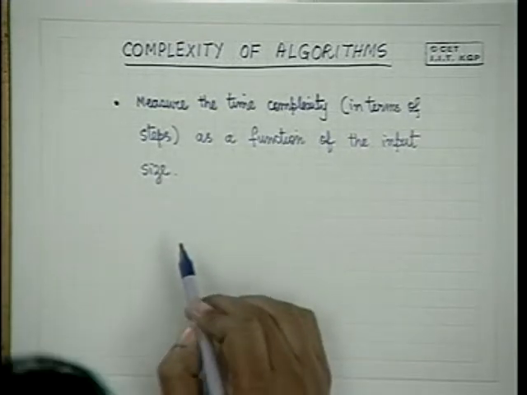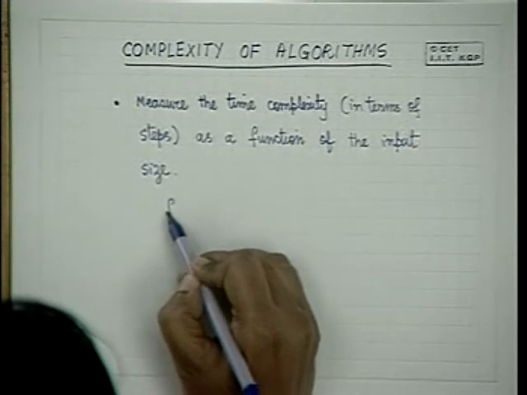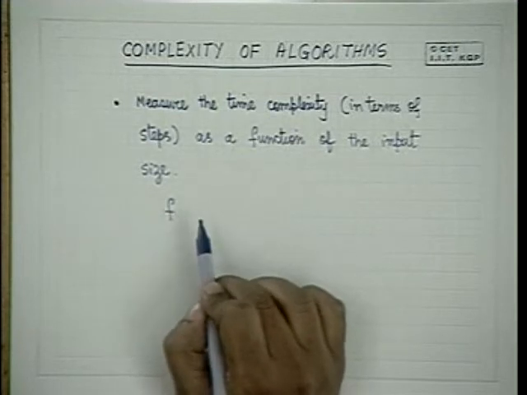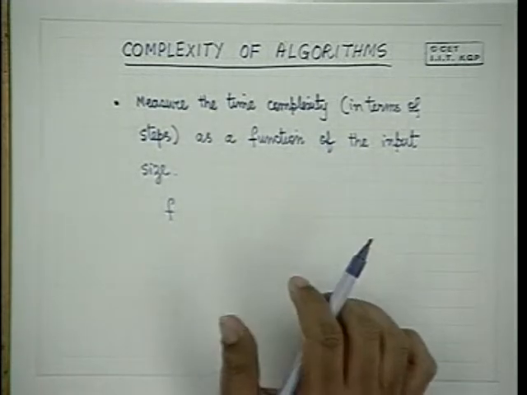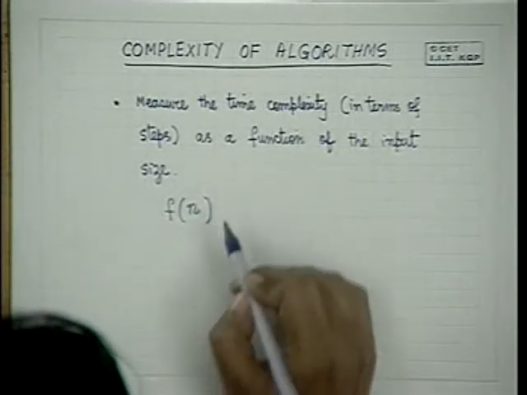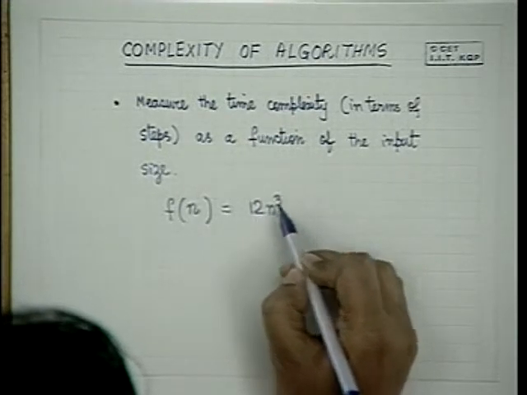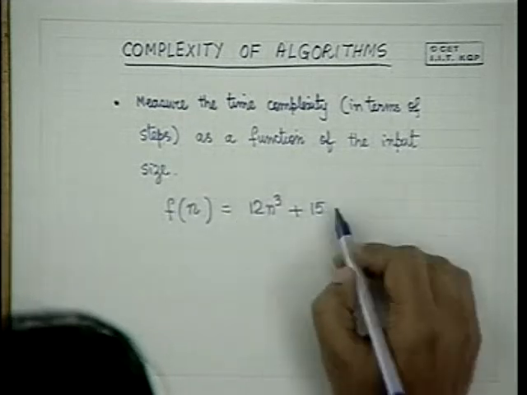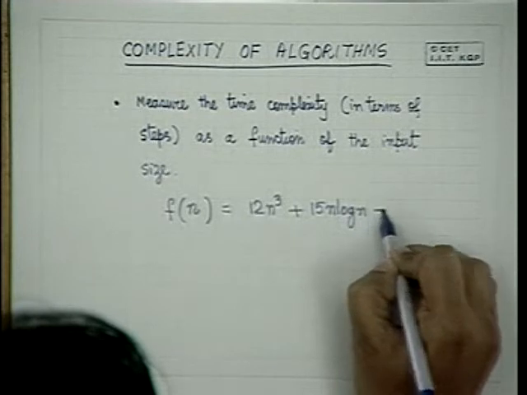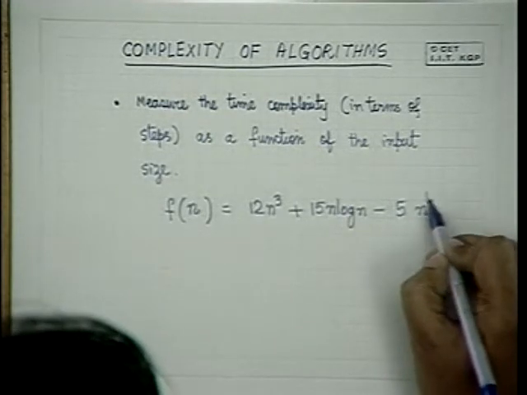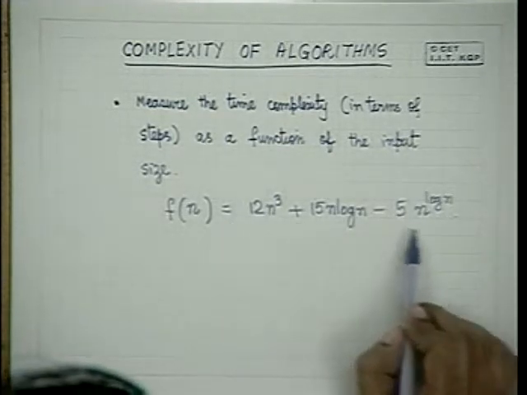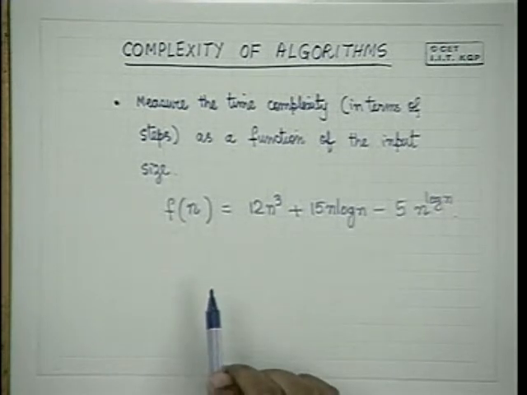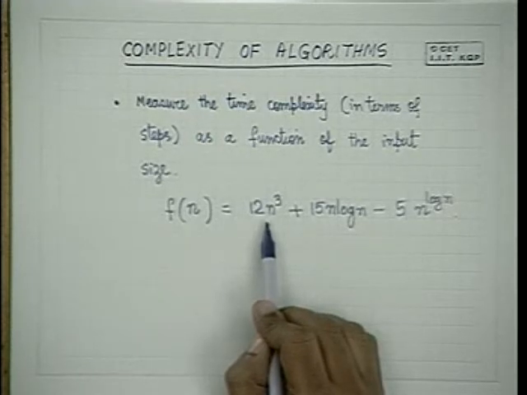Very informally, we say that for some problem, the input size may be parameterized by one parameter or two or three or whatever, because if there are 5 inputs, maybe we can give 5 different parameters for them, but then you can combine all these 5 and make it into one size also. So under normal circumstances, we say F(n) is equal to 12 n cubed plus 15, we will find out the number of steps, n log n minus 5, n to the power log n, some function we may have got, and this we call the time complexity function of this particular problem, where n is a measure of the input size.